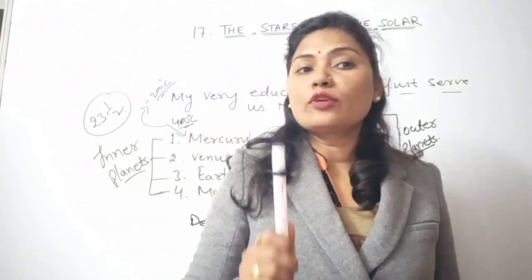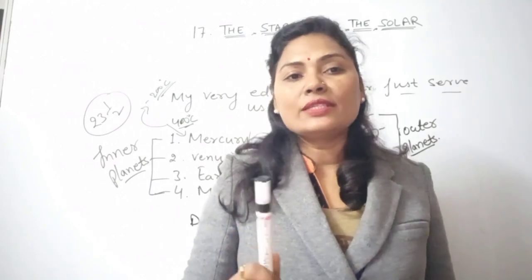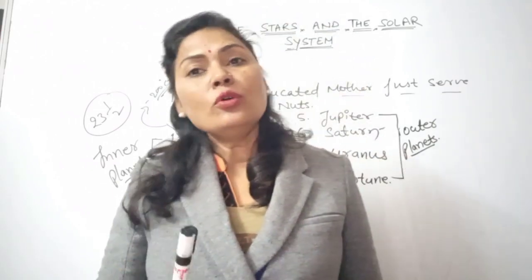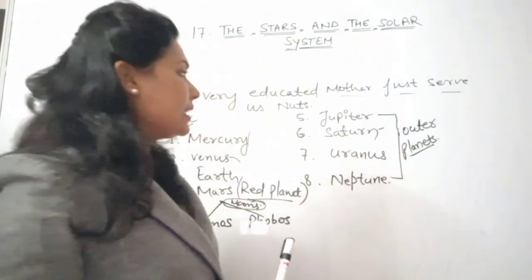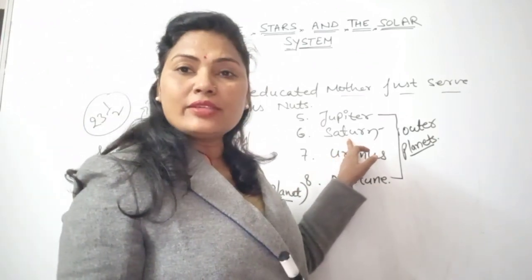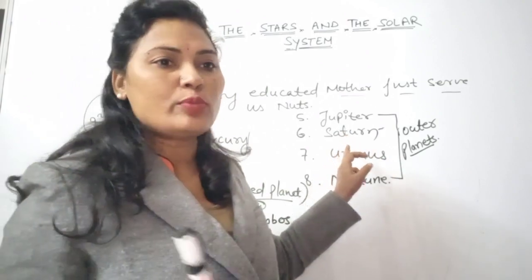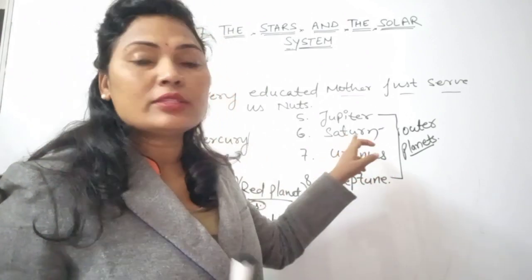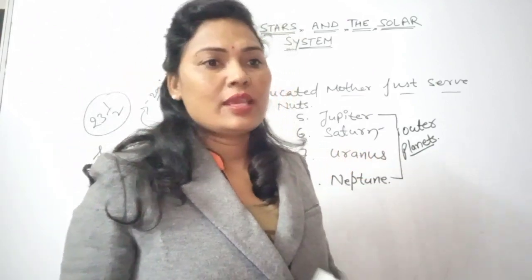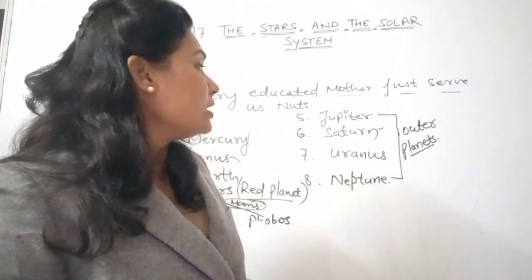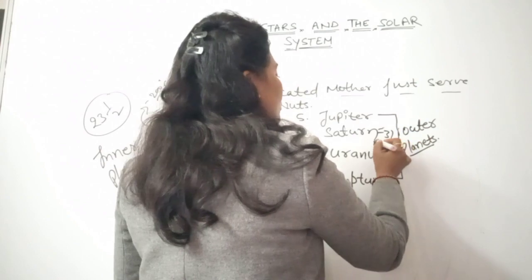It can be seen for 6 months in the evening sky, and 4 of its satellites can be viewed through telescopes. Now we can take the next planet, that is Saturn, and Saturn is also known as Shani. Saturn is the second largest planet, and it is famous for its 3 beautiful rings made of ice and dust. It has at least 31 moons. So Saturn has 31 moons.